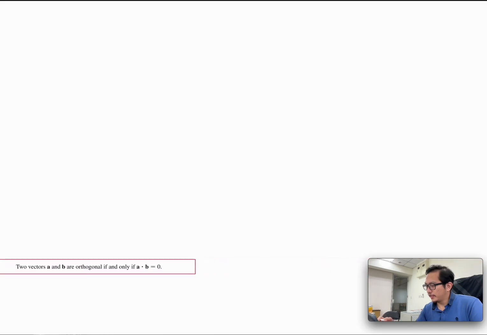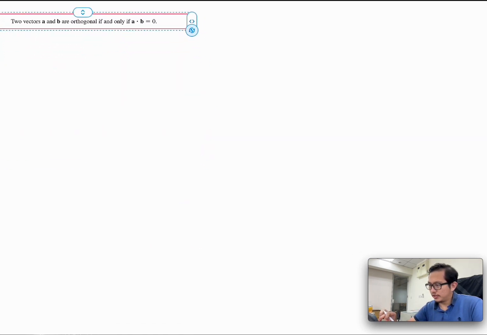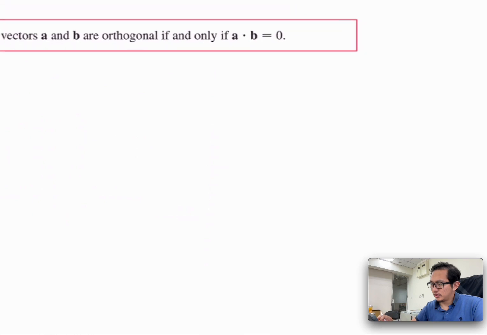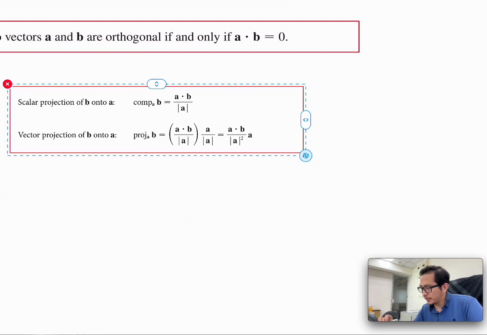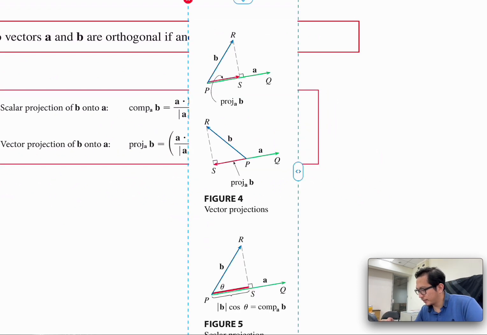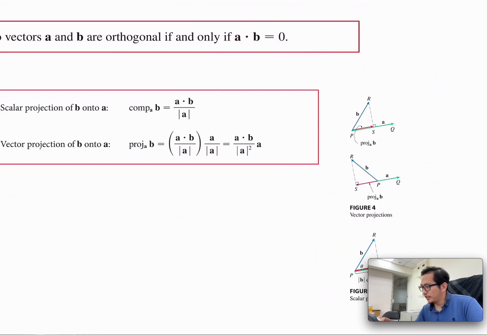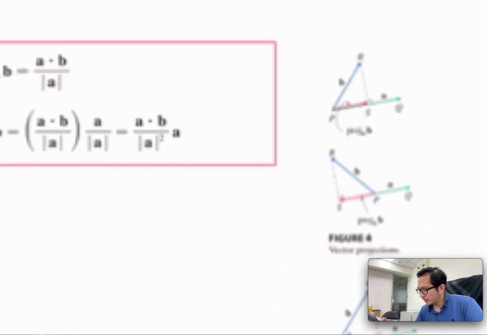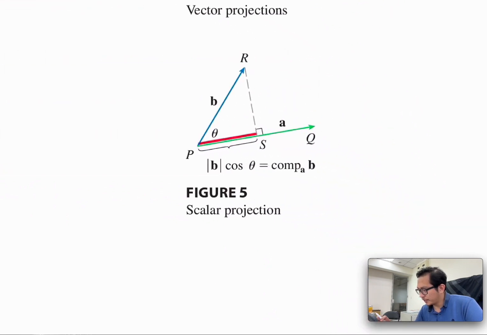And then another thing is the... okay, that's the theorem. The other important thing on this dot product is we can have the scalar projections. Suppose that we have this. So we say that this... scalar projections. Let's start from the scalar projections.